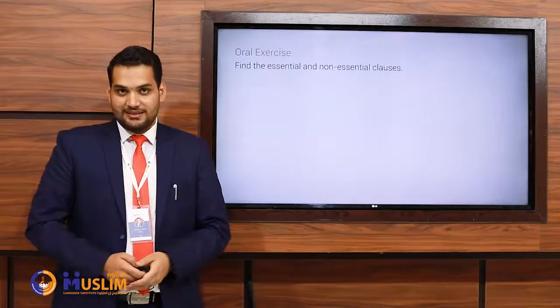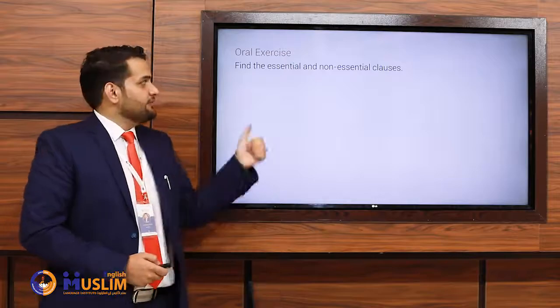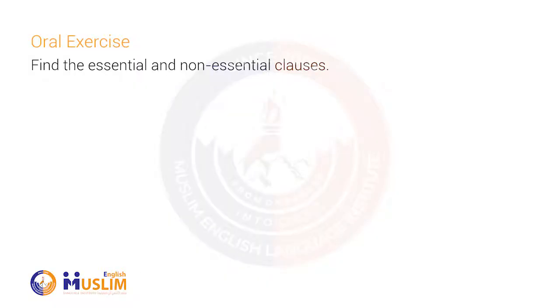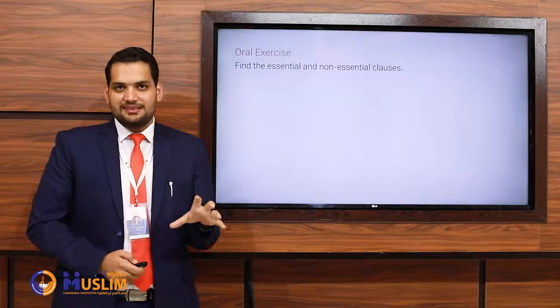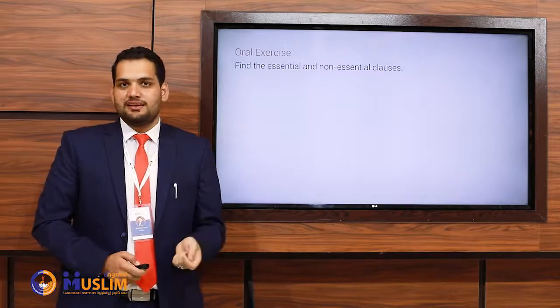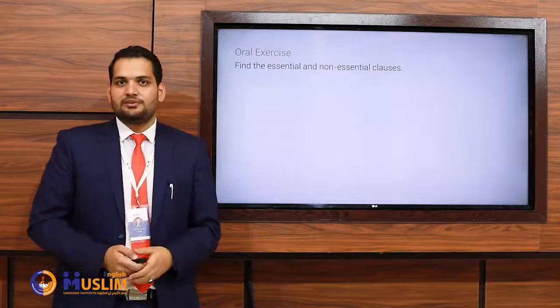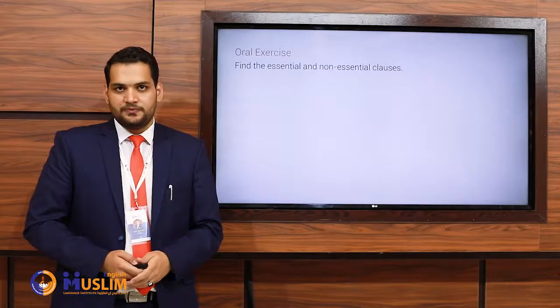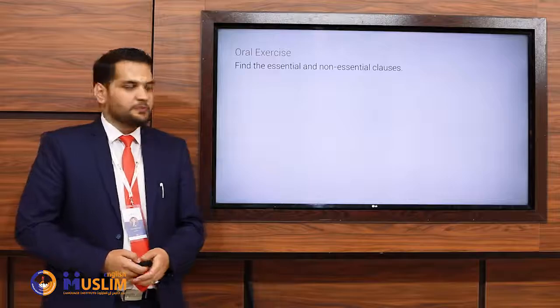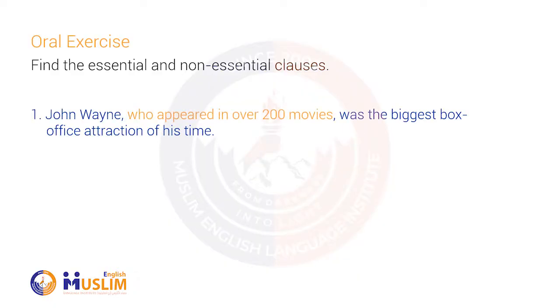Let's do an oral exercise. Find the essential and non-essential clauses. There are some sentences, and you have to find in which sentence we have an essential adjective clause and in which sentence we have a non-essential adjective clause. Let me do the first one. John Wayne, who appeared in over 200 movies, was the biggest box office attraction of his time.